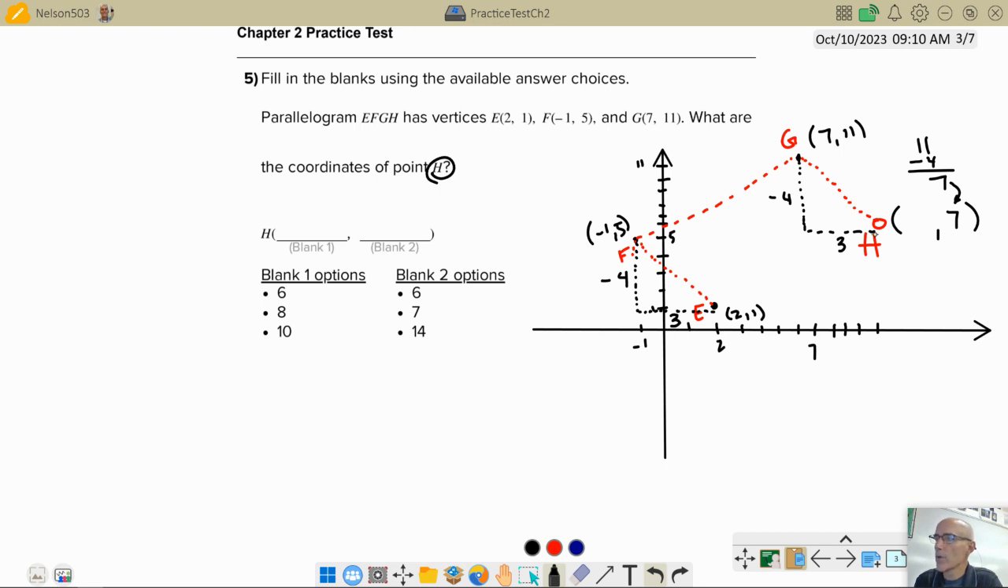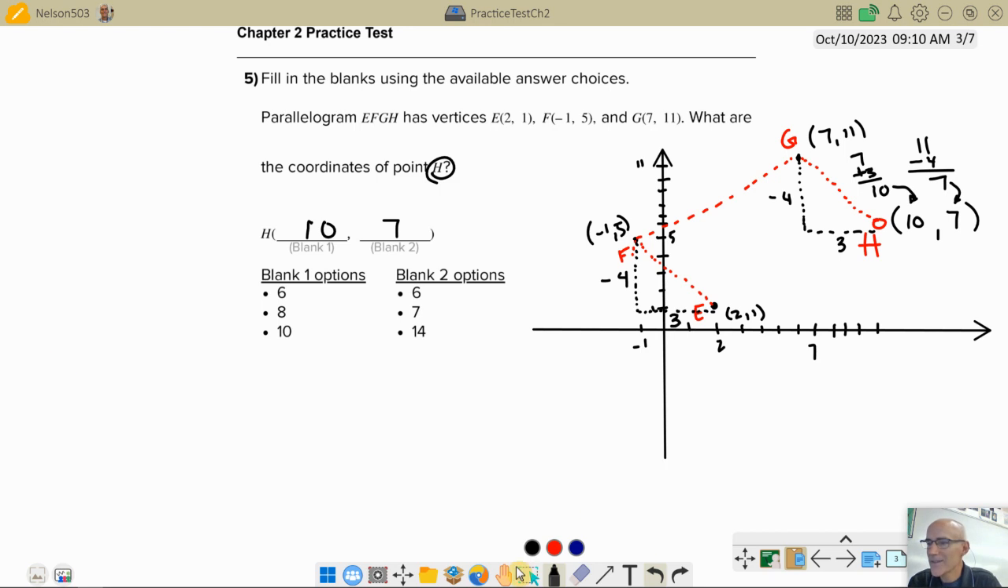And then if I'm going over 3, that's adding to the X value. So it's like 7 plus 3, right? So that gives us 10. That's going to go in for my X value. So I should be at 10, 7. Again, the test tomorrow is not multiple choice. So this is where the 10 goes. This is where the 7 goes. All right.